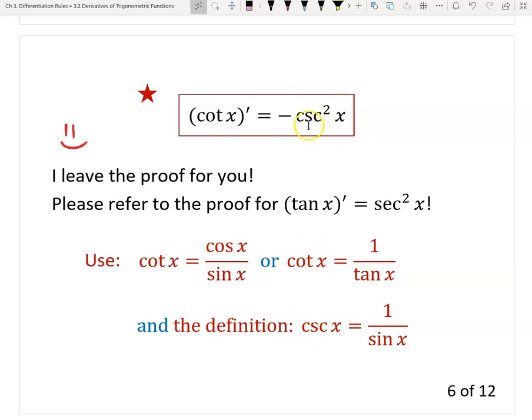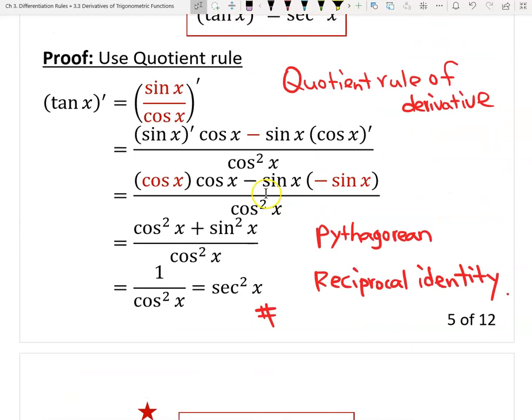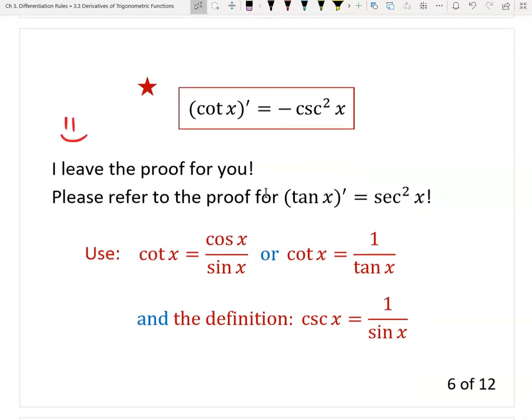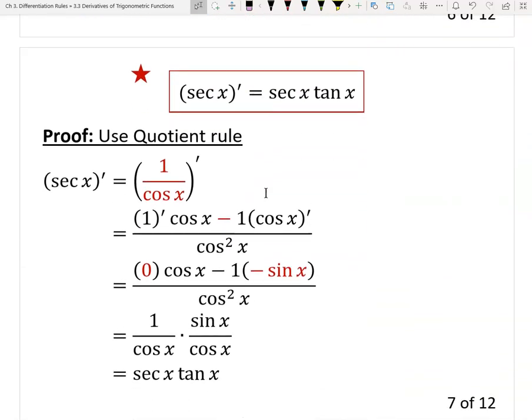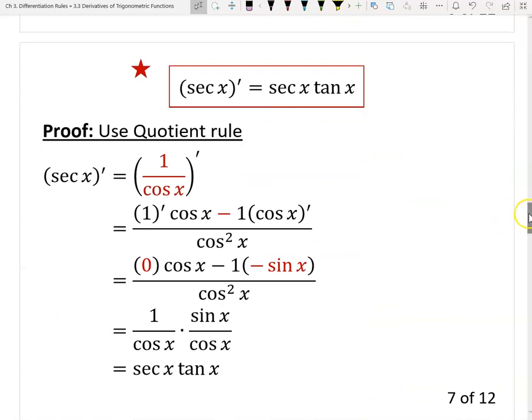Of course, finally, you have to know the definition for cosecant. Cosecant is the reciprocal of sine. Okay, you put all these together, definitely we can find it. It's exactly similar with what we proved here. So I'll leave this to you. Now we have the last two functions to go and do. How about this?